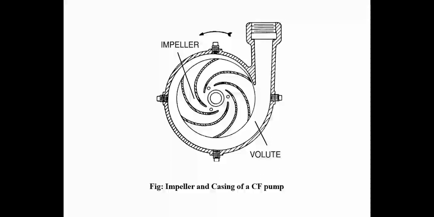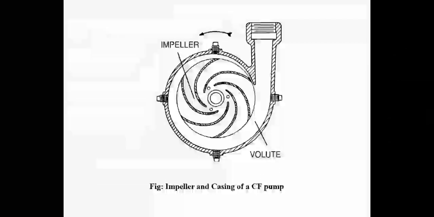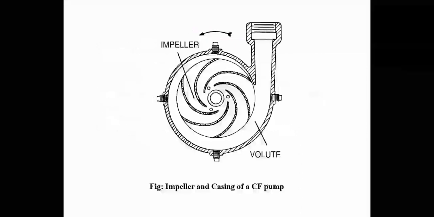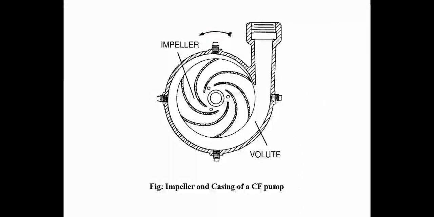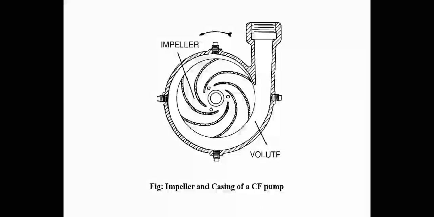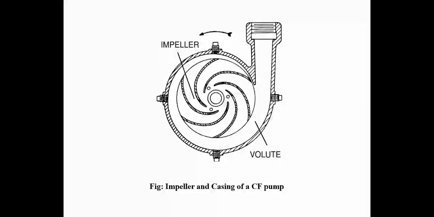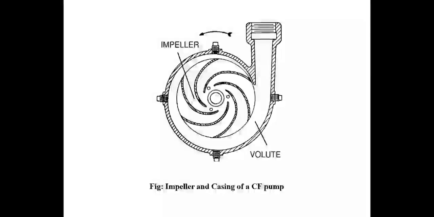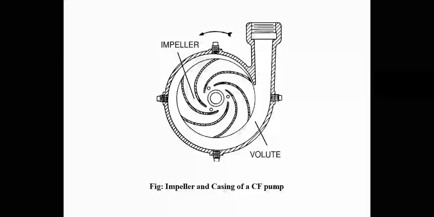In case of diffuser casing, the clearance we have seen will be the same. So the impeller will be placed at the exact center of the casing. In that case, that casing is known as diffuser casing. So here it is volute casing.